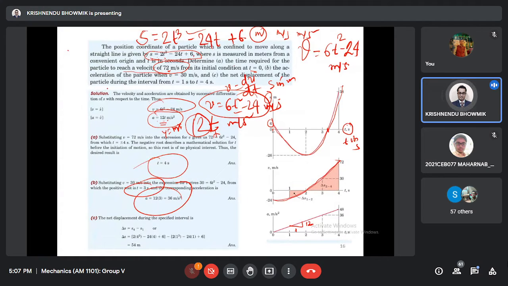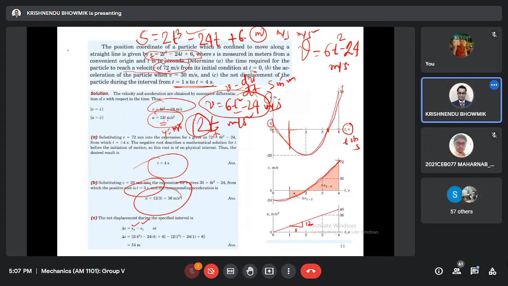Net displacement of the particle during the interval t equal to 1 to t equal to 4. What is the distance traveled? Many ways people can do it. So distance traveled is s4 minus s1. This is the s expression given. So t equal to 4 is the s4, t equal to 1 is the s1. You will get the value of s4 minus s1, delta s.